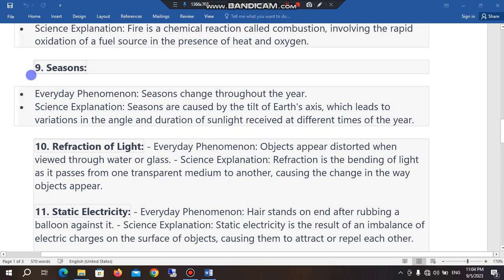Point number 9, seasons. Everyday phenomenon. Seasons change throughout the year. Science explanation. Seasons are caused by the tilt of Earth's axis, which leads to variation in the angle and duration of sunlight received at different times of the year.